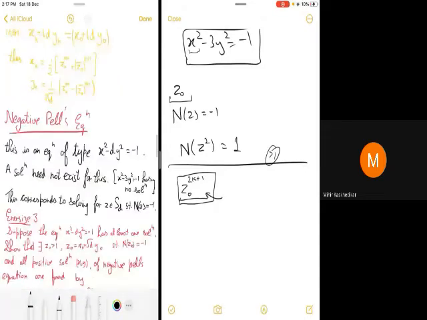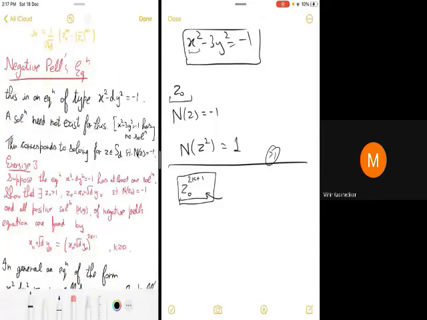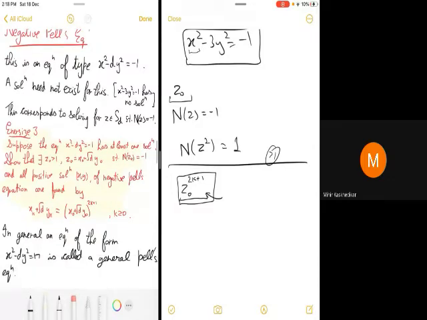And the proof is very similar, so I'll leave that as an exercise. You can try this after the class maybe.